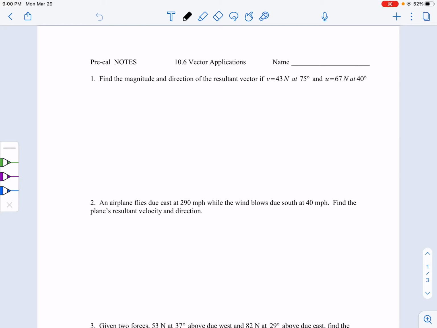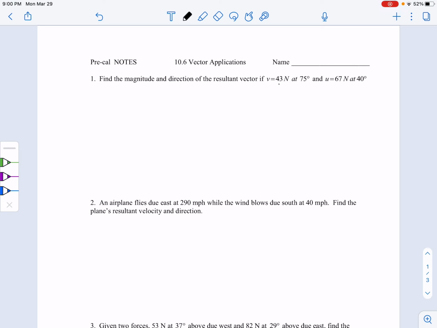Today's lesson is application of vectors. Usually it involves forces acting on an object. All right, number one here says find the magnitude and direction of the resultant vector if V is 43 newtons at 75 degrees and U is 67 newtons at 40 degrees.